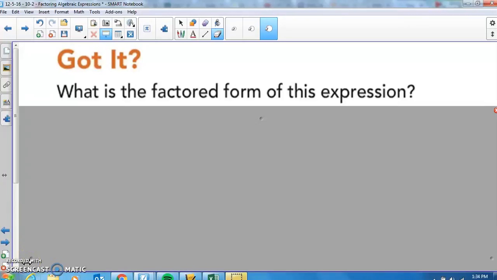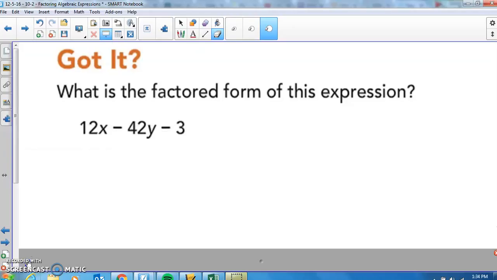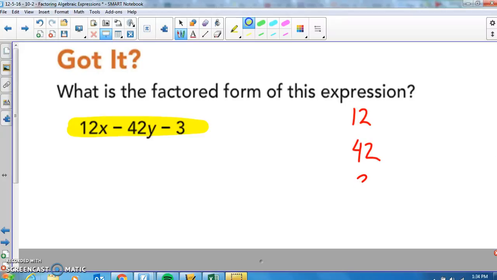All right, so what we're going to do is pick up right where we left off with the previous problems. If you will, write this problem down. We're going to try to factor this three-term expression right here, 12x minus 42y minus 3. We know that we have to find the GCF, so I'm going to put the 12, the 42, and the 3 over here.